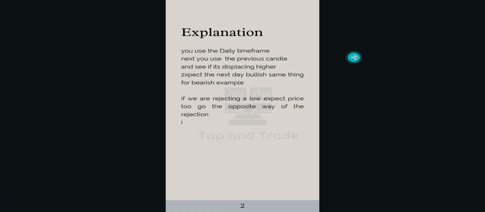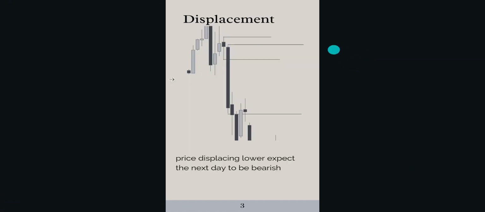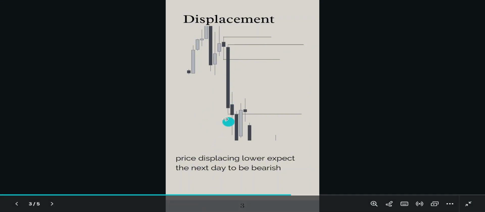Let's look at the PDF examples here. Displacement. First of all, we see the previous day candle mark high and the low. This is on the daily time frame, by the way. And then we see, okay, displacing. What do we expect the next day to be? Bearish. We can see the next candle, bearish. We can expect price to take out the next what? Daily low. That's our draw on liquidity.